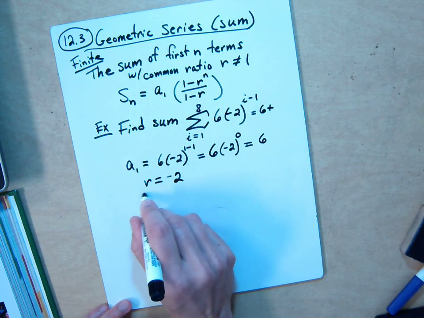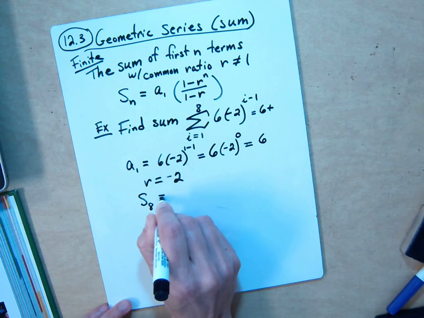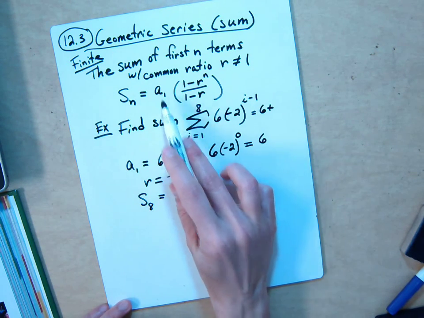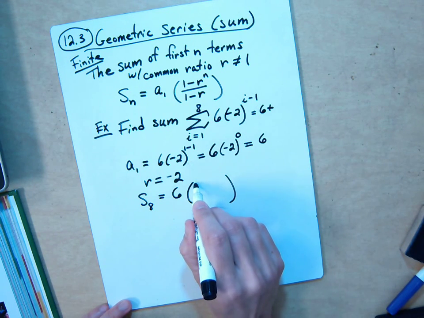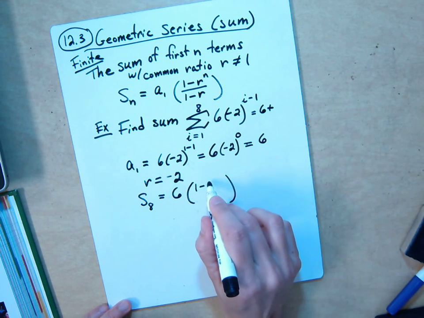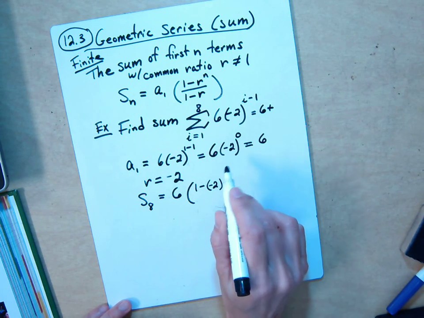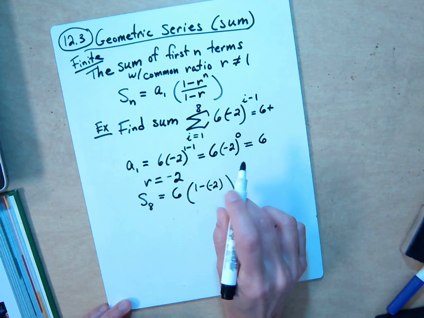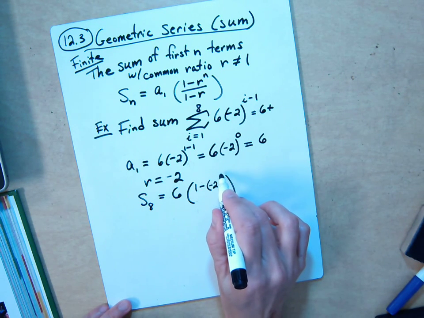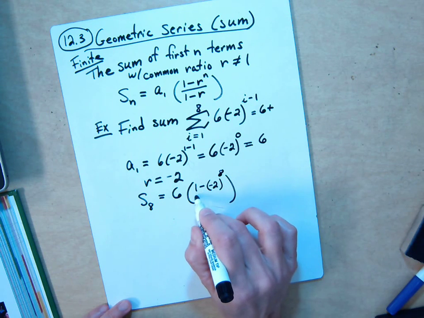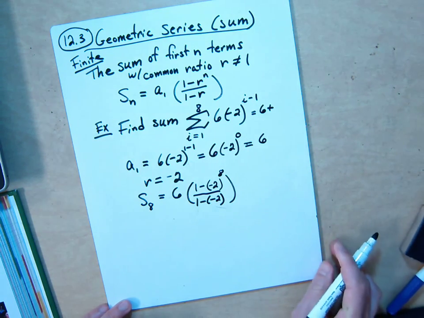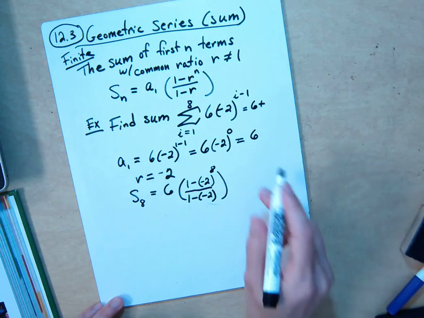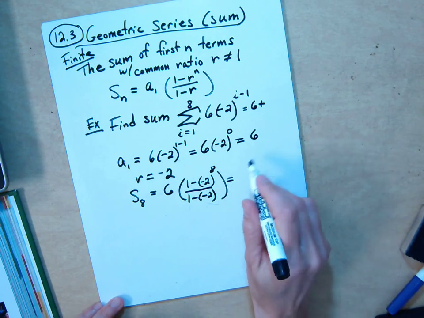So s sub 8 equals, here we go, a sub 1 is 6 times 1 minus, now you must use parentheses around it if it's a negative number. That would be the most common mistake. You raise it to the 8th power, because n is 8, over 1 minus negative 2. Must use parentheses. Just always use parentheses.